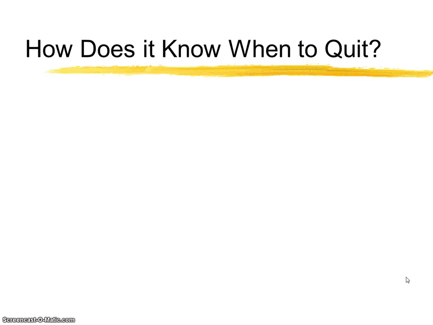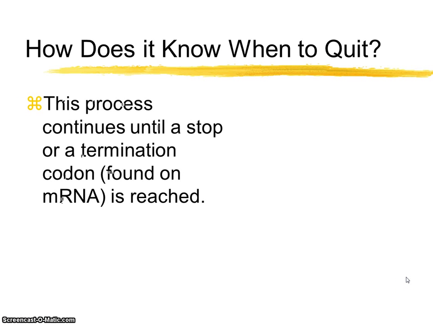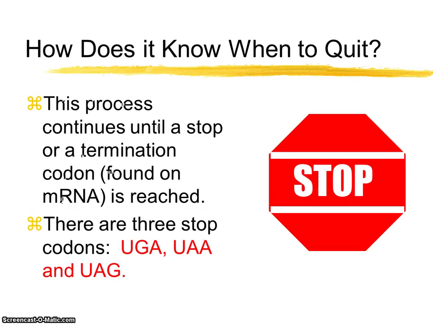Once again, the ribosome knows when to stop building that protein, because at the end of the RNA, there's going to be a codon that's going to tell the ribosome that you're done. This protein is finished being built, and it'll be one of these three stop codons: UGA, UAA, or UAG.